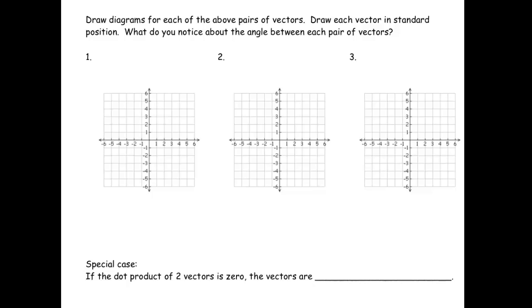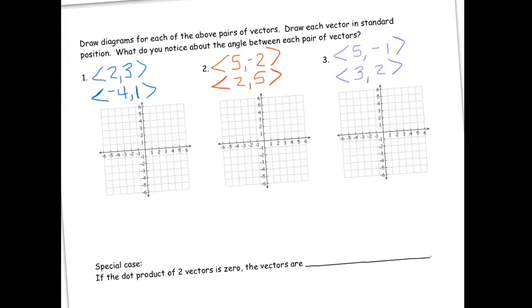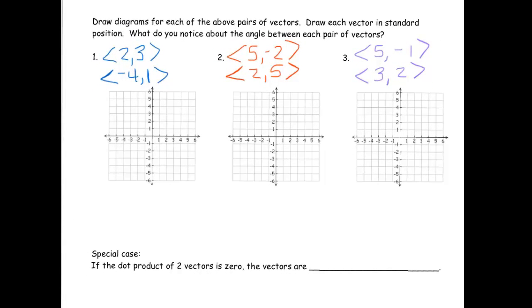So we're supposed to draw diagrams for each of the above pairs of vectors, the ones from the previous page. I'm just going to set this up here, which are right here, and draw them in standard position. Then we have to notice something about the angles that are formed between them. So 2, 3, I'm going to graph here. So that's right 2 and up 3. Try that the best I can here. And then -4, 1, left 4, and up 1. Okay, it's not the nicest looking vectors there, but it'll do.